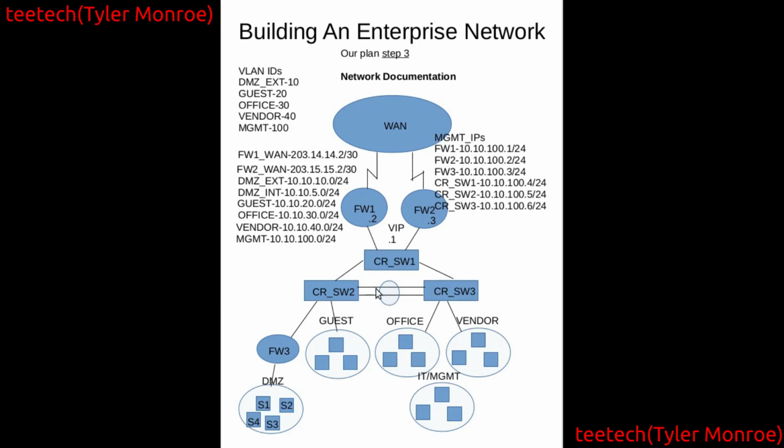Here is an EtherChannel bundle or LACP bundle, and that means it load balances between the switches, and it's for increased bandwidth. Here is the firewall there, the second firewall for protecting the DMZ. And then, of course, our guest, office, vendor, and IT and management subnet. To the left here are the management IP addresses.